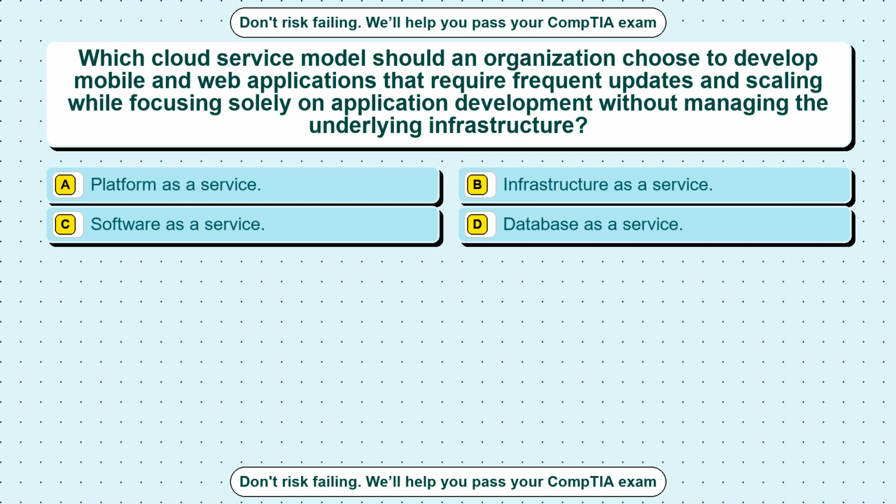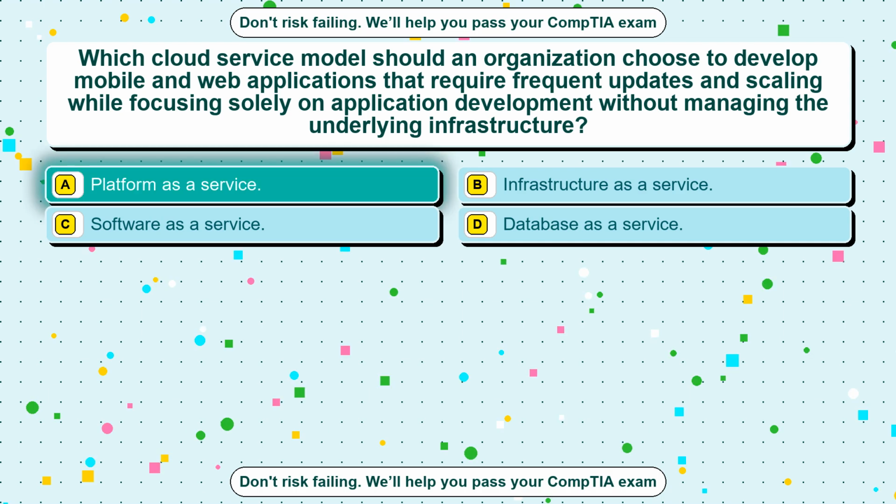Question 14. Which cloud service model should an organization choose to develop mobile and web applications that require frequent updates and scaling while focusing solely on application development without managing the underlying infrastructure? Option A. Platform as a service. Option B. Infrastructure as a service. Option C. Software as a service. Option D. Database as a service. The correct answer is option A.